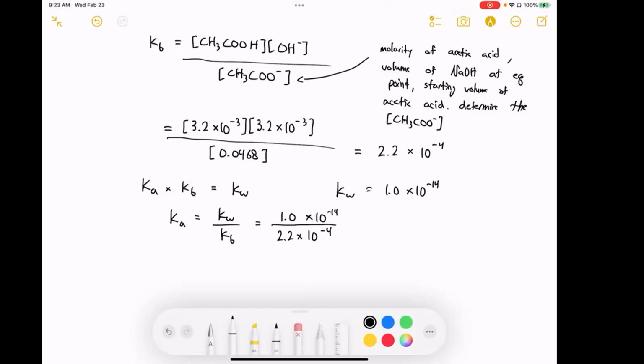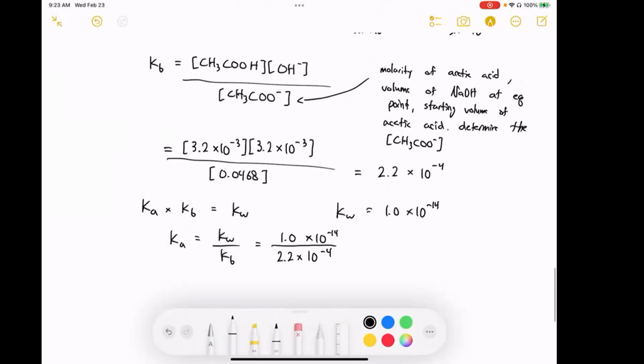So we should get, let's see here. 1e negative 14 divided by 2.2e negative 4. And we get a very large number. This is actually really puzzling. Let me see. A really small number, sorry. 3.2e negative 3. We square that, divide by 0.0468.